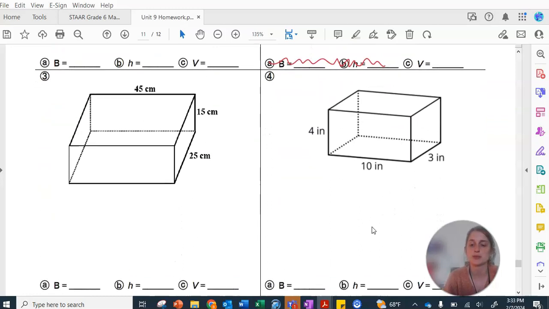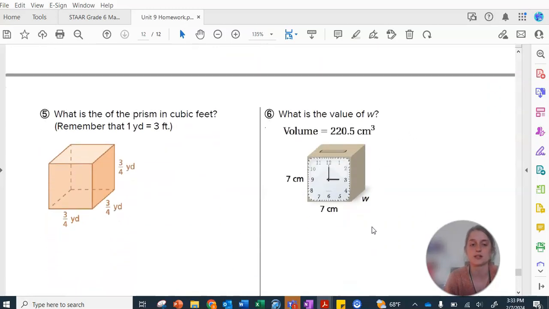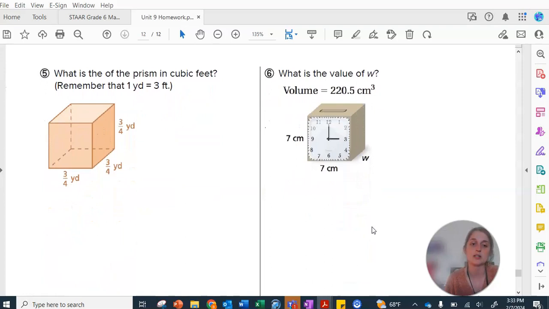3 numbers, multiply them. 3 numbers, multiply them. Find some volumes. Not too bad. 3 fractions, multiply them. Ooh, but wait, there's more. This is yards, this is feet. If you wanted to change it to feet, oh, because you have to, because we read the directions, you can change it to feet first, or you can change it to feet after you multiply and find the volume in yards. If 1 yard is 3 feet, then 3/4 of a yard is less than 3 feet.